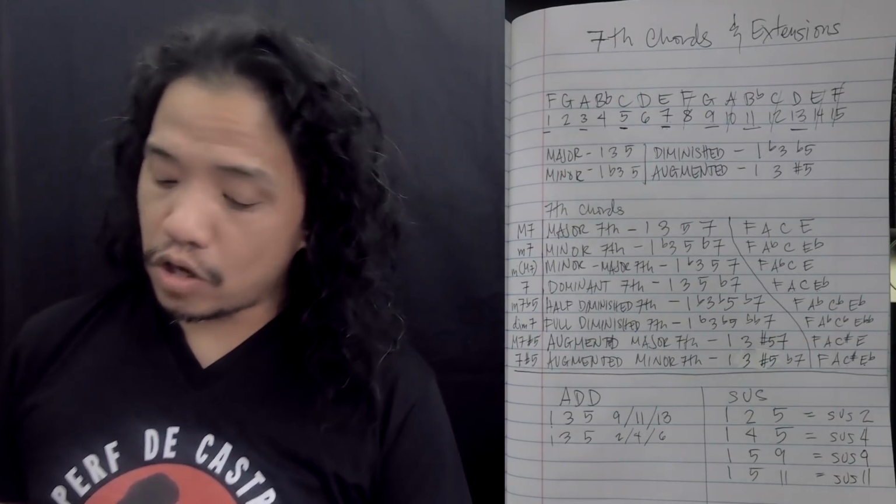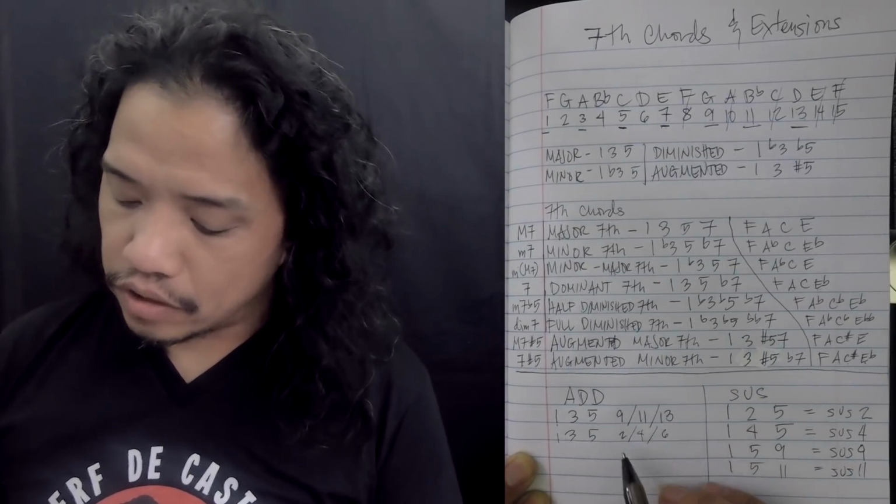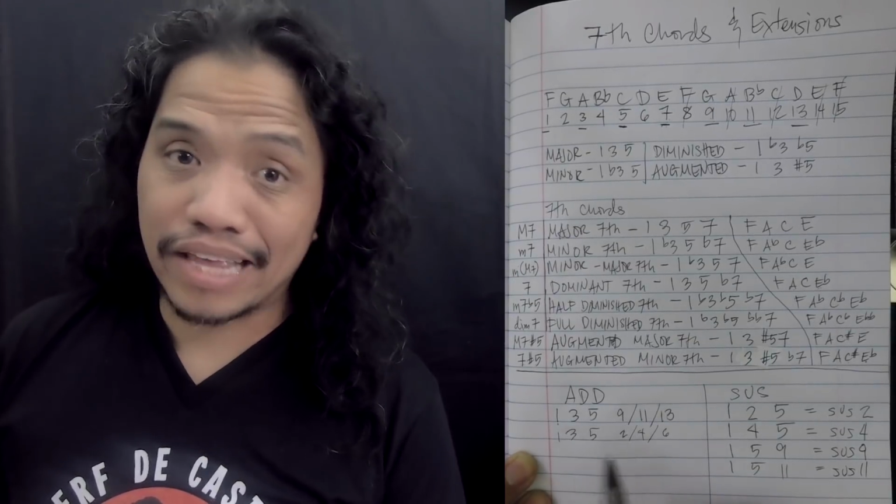As for add chords, you can also use the lower octave versions of these chord extensions. So you can also use the 2, the 4, and the 6, as long as you're not replacing the third with any one of them.